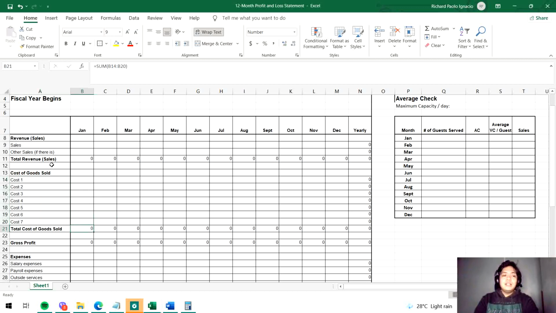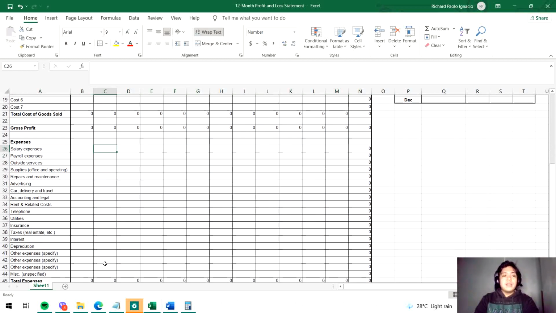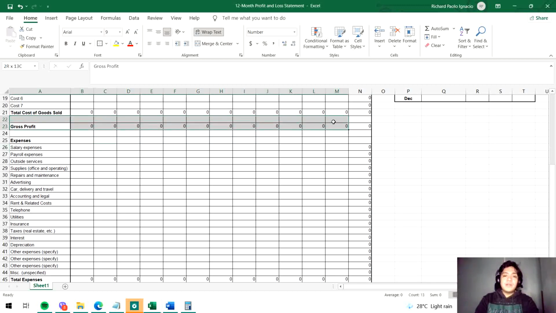And then you will total those, revenue and sales. You have to subtract total goods sold minus the sales. And then, pag sinubtract mo na yung total goods sold minus sales, lalabas na ang gross profit natin. Next, after identifying our gross profit, we will now identify our expenses.